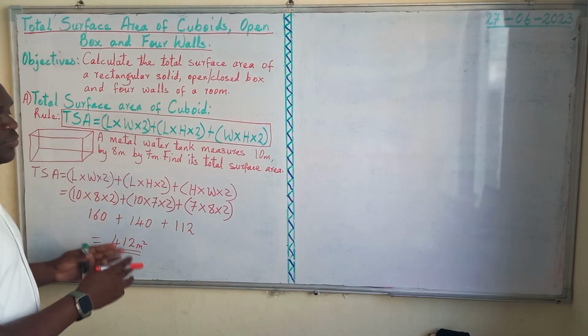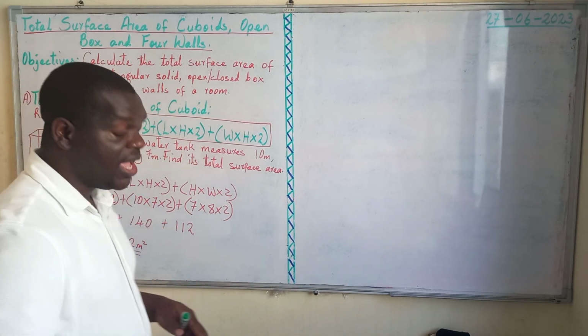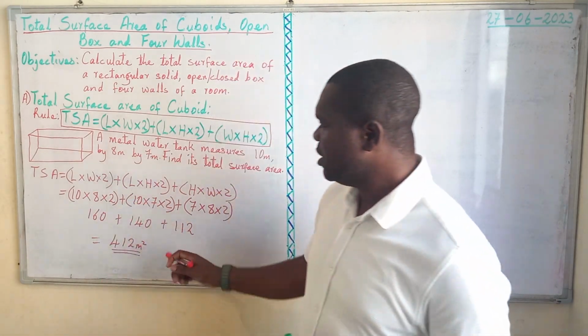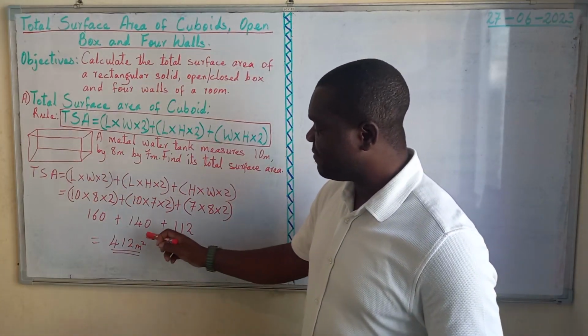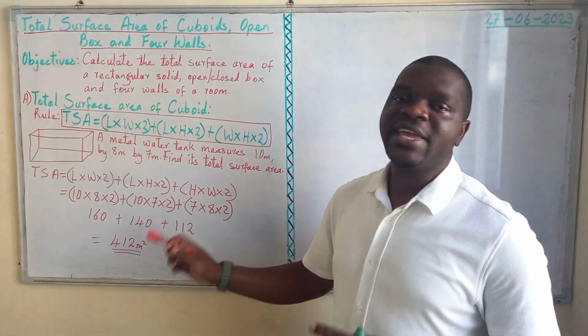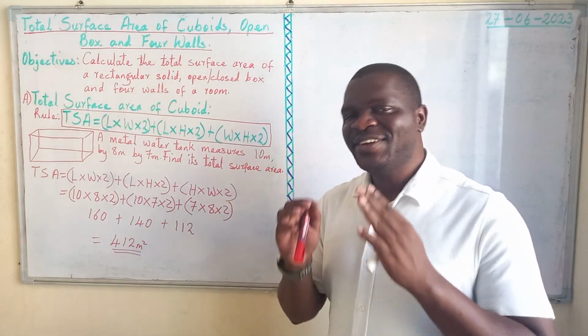Remember, we are calculating for the total surface area, and so your unit should be squared. We only express the final unit in cube if we are talking about the volume.